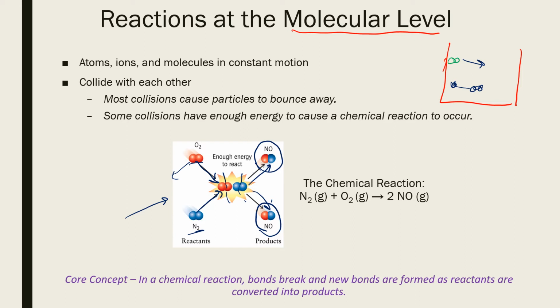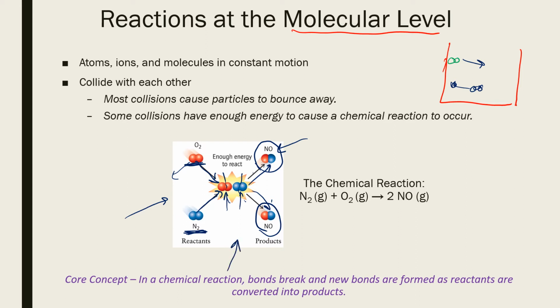So in this example, oxygen molecules are colliding with nitrogen molecules. Most of these collisions will not result in anything, but some of the collisions will have enough energy or enough force so that the existing bonds between oxygen and nitrogen atoms will break and they will form new bonds, and the resulting new molecule will be NO, which is nitrogen monoxide.